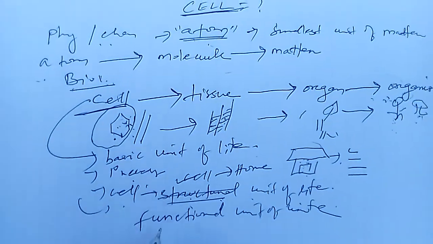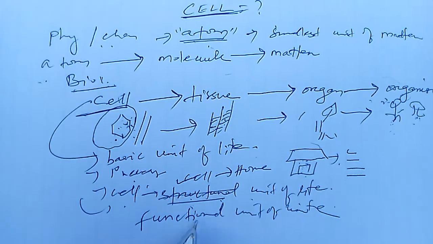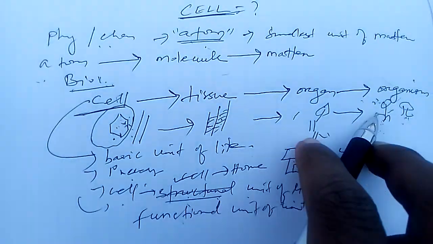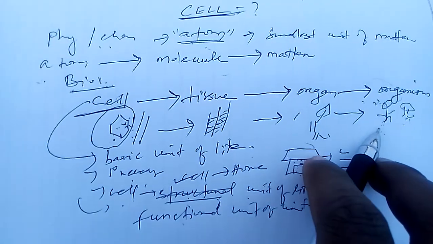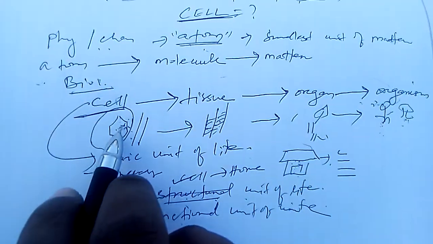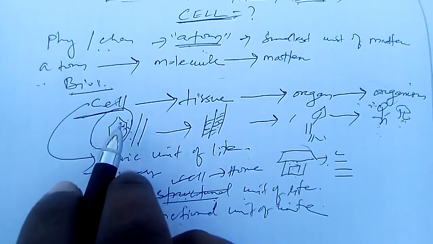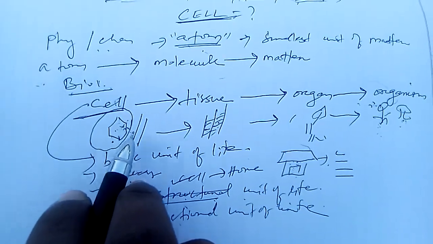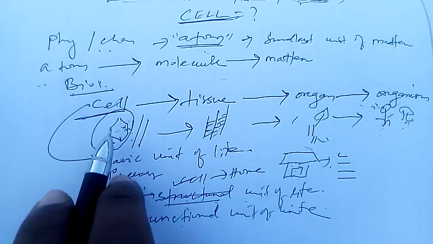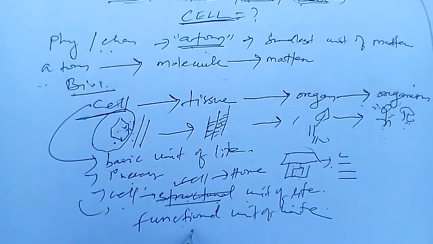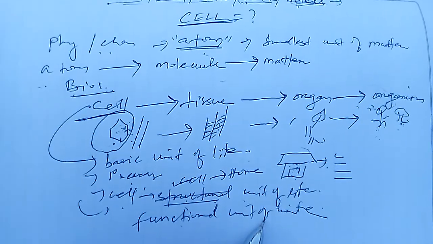Getting my point? Why is cell called the functional unit of life? Because all metabolic and physiochemical activities of an organism, whether plant or animal, occur inside the cell. Cell provides a basic area, a particular environment, temperature and pH for all metabolic activities to become functional. That's why cell is known as the functional unit of life.